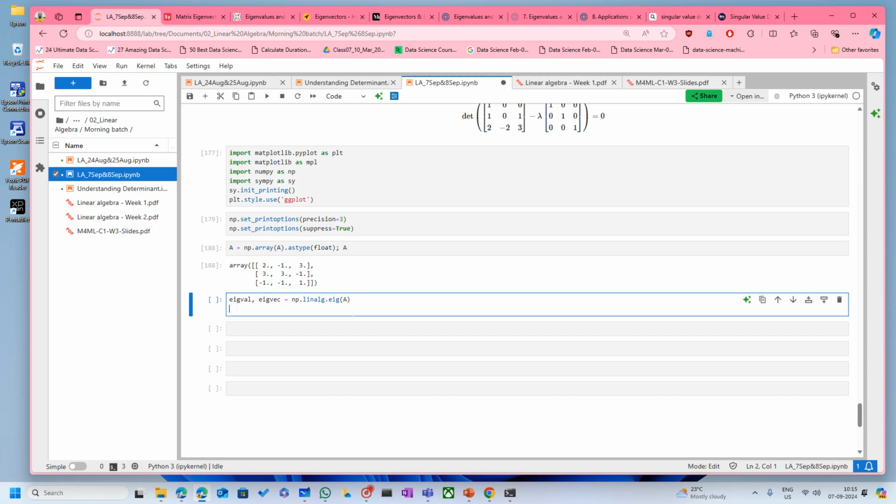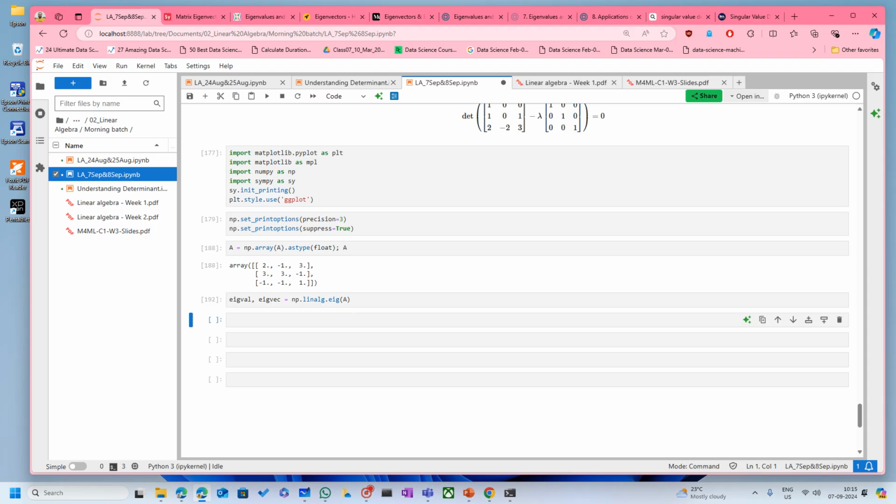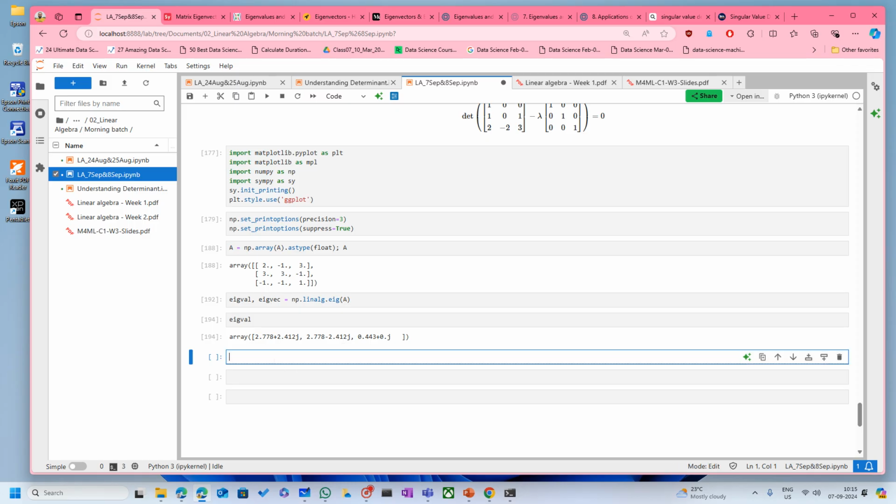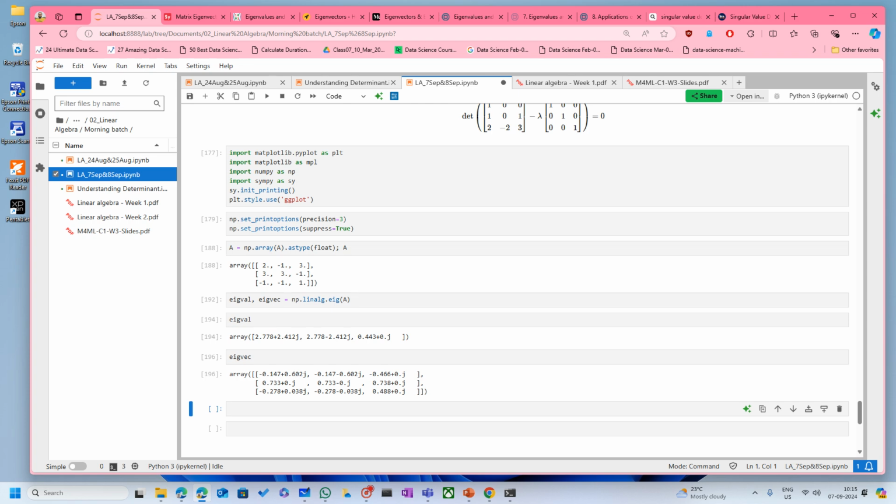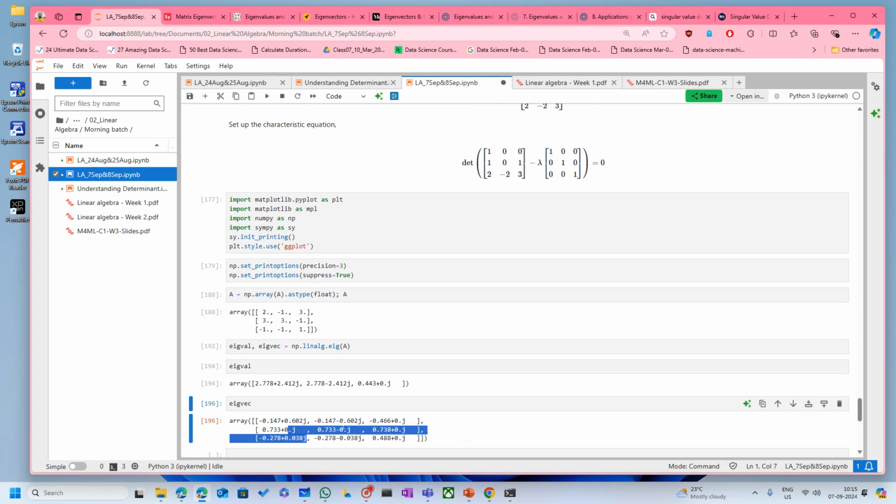Then you can calculate and print the eigenvalue. This is your eigenvalue for that matrix, and this is what the eigenvector looks like. There is always a real component and an imaginary component in the matrix. Don't worry about the imaginary one. Just understand that the original values were 2, -1, 3. Look at the later values in the vector. They have changed, right?